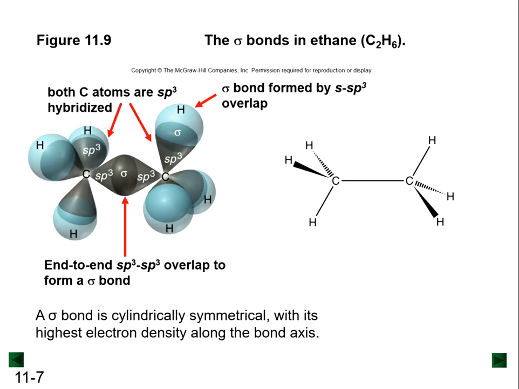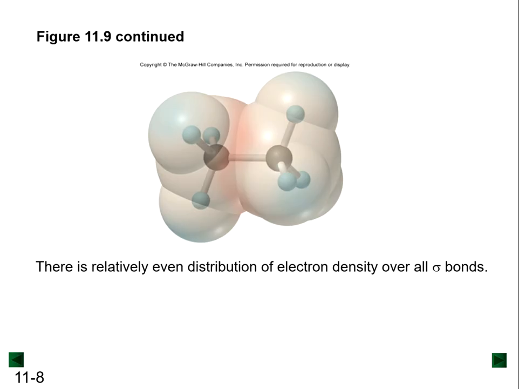So the sigma bond is cylindrically or radially symmetric with its highest electron density along the bond axis. So if you look down the carbon-carbon bond, you see the largest interaction is at the center of that bond. And here's an electron density map for ethane, which was calculated. And there's a relatively even distribution of electron density over all the sigma bonds.